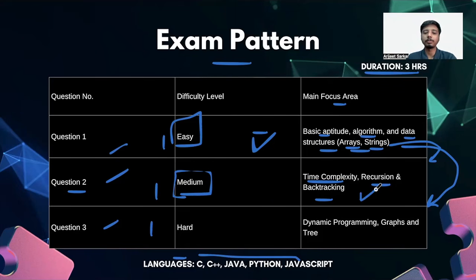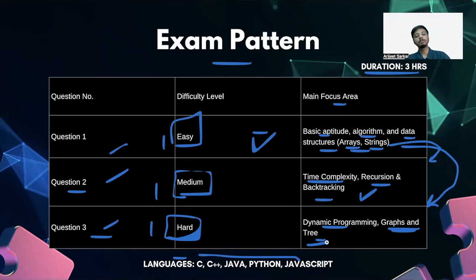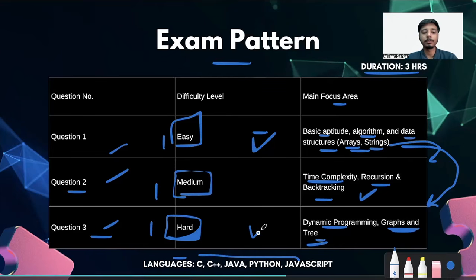So that will help us to prepare for this one. And the third question is basically going to be the hard difficulty level. And here the main focus will be on dynamic programming or graphs and trees. From the past year questions, we can say the main focus will be on graphs and trees only for this particular problem, right? And for the last question also, we can go with LeetCode, right? It will help us to prepare.